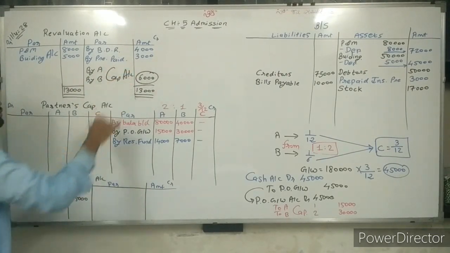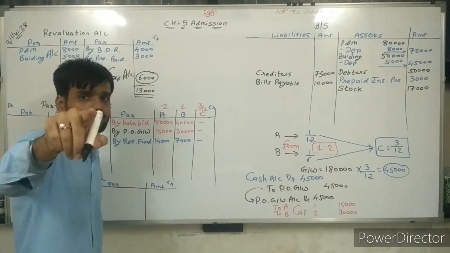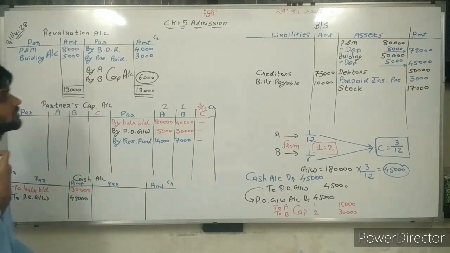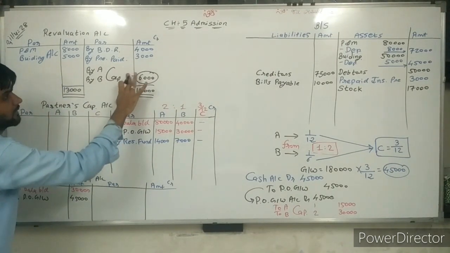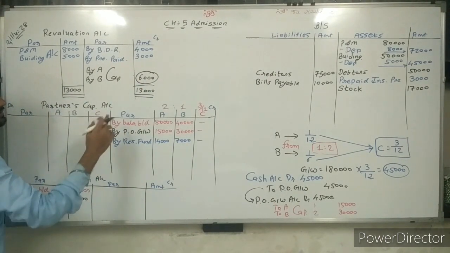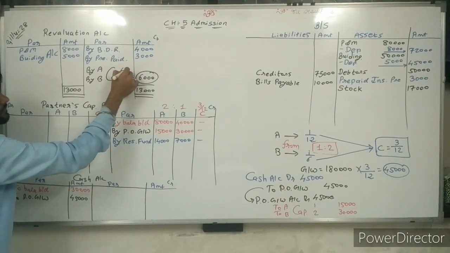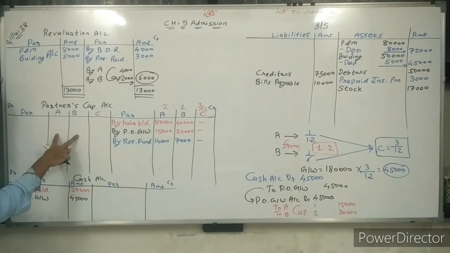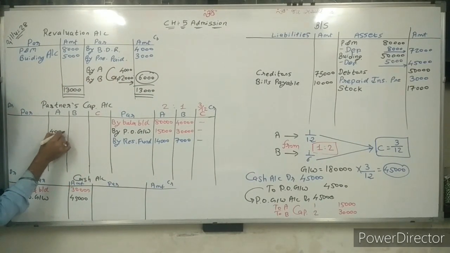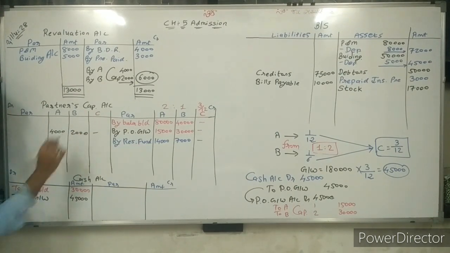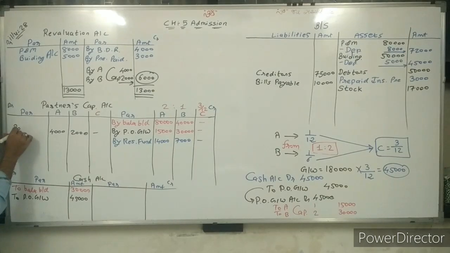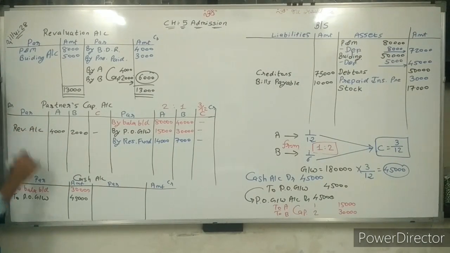Capital account. Most important thing, capital account. Your current account is not given, otherwise this is distributed in the current account. So in the ratio of 2:1, 4,000 and 2,000, total 6,000. So distribute on the debit side 4,000, 2,000, and write the name, revaluation account.